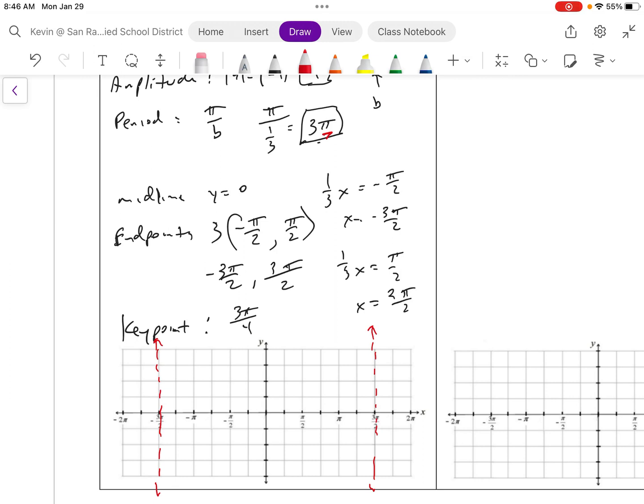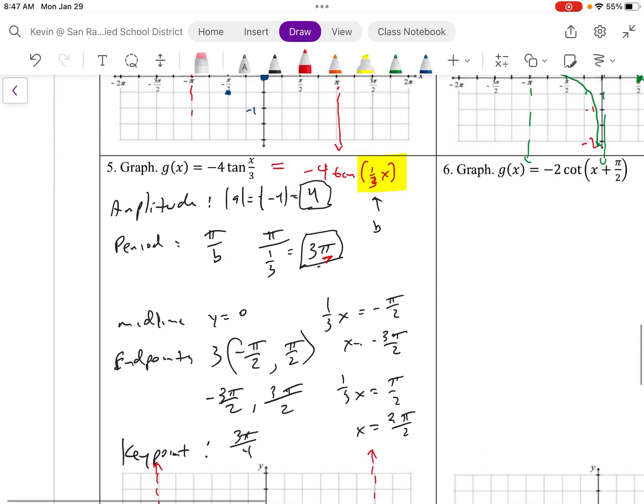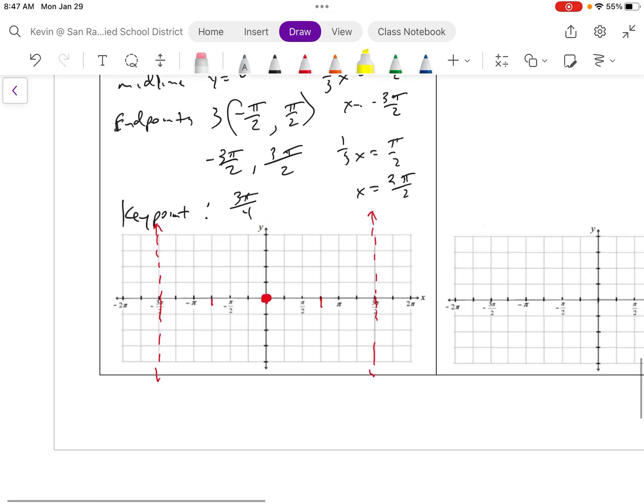We talked about our key points. So it's every 3 pi over 4, 3 pi over 4, 3 pi over 4, 3 pi over 4. This middle one, that's on our midline. This is tangent. Oh, but was it a negative? Yeah. We have this, which means we're going to reflect.